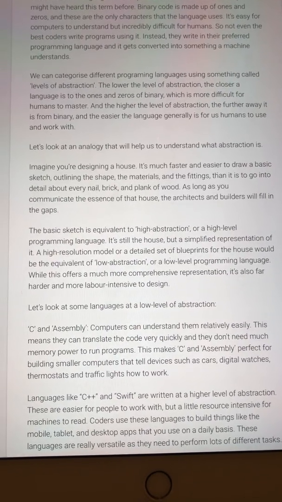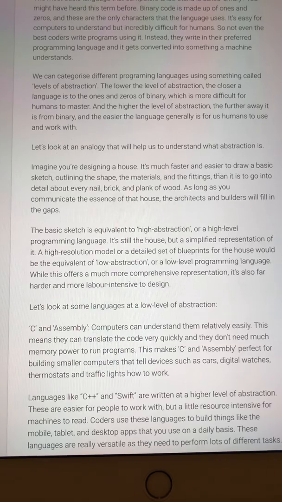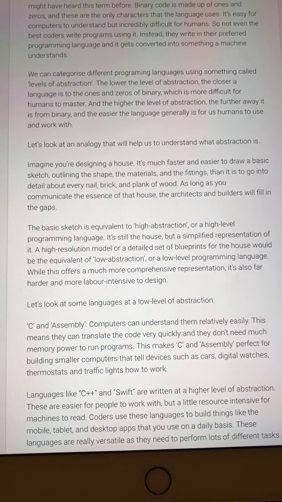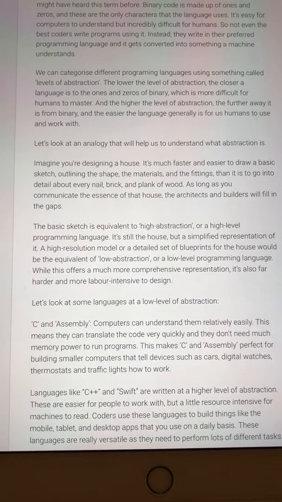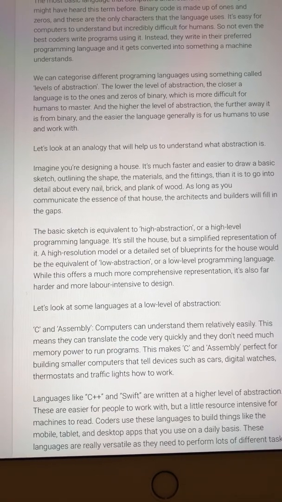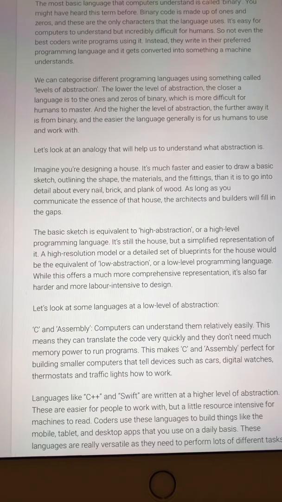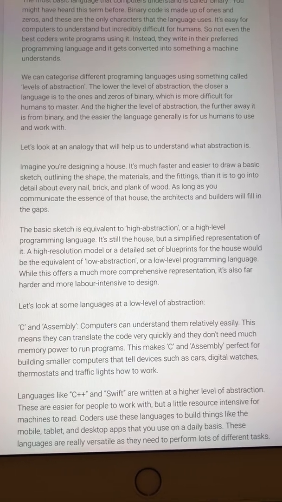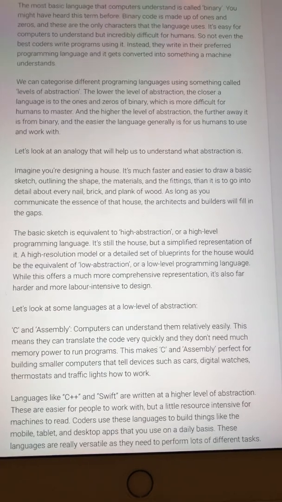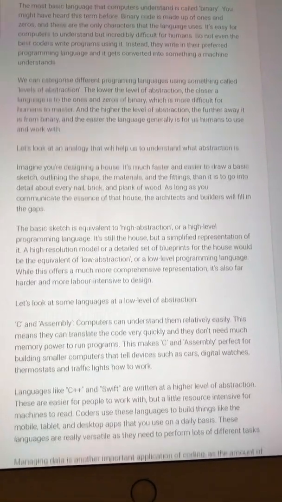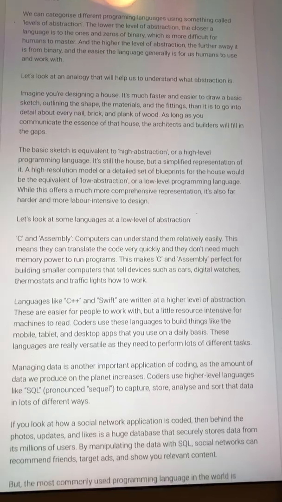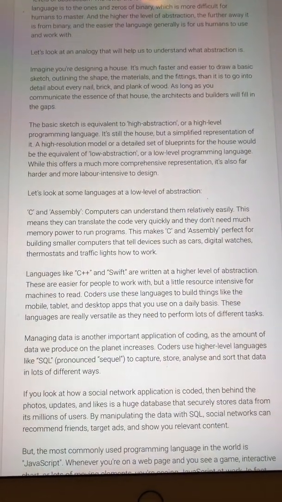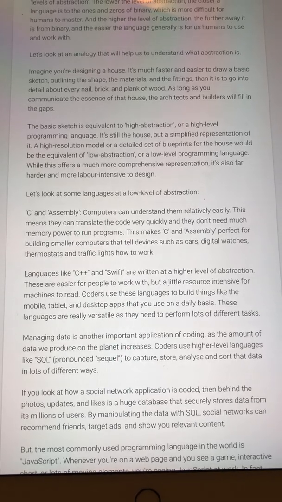Imagine you're designing a house. It's much faster and easier to draw a basic sketch, outlining the shape, the materials, and the fittings, than it is to go into details about every nail, brick, and plank of wood. As long as you communicate the essence of that house, the architect and builders will fill in the gaps. This basic sketch is equivalent to high abstraction or a high-level programming language. It's still the house, but a simplified representation of it.